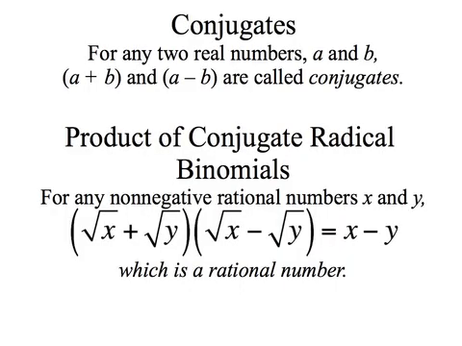And that brings us to something called conjugates. For any two real numbers a and b, the binomial a plus b and the binomial a minus b are called conjugates. And then that leads us to the product of conjugate radical binomials. For any non-negative rational numbers x and y, the quantity the square root of x plus the square root of y times the quantity the square root of x minus the square root of y is equal to x take away y, which is a rational number.